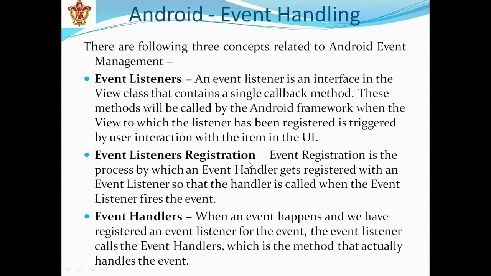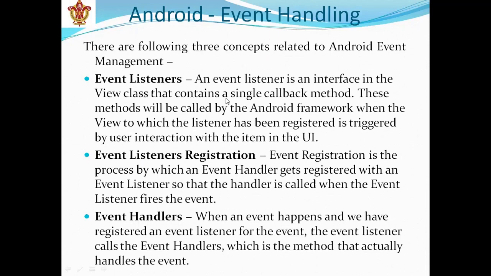Next is event listener registration. Event registration is the process by which an event handler gets registered with an event listener so that the handler is called when the event listener fires the event. By the definition, we can understand it properly. Event handlers: when an event happens and we have registered an event listener for the event, then the event listener calls the event handler, which is the method that actually handles the event. That is called the event handler.